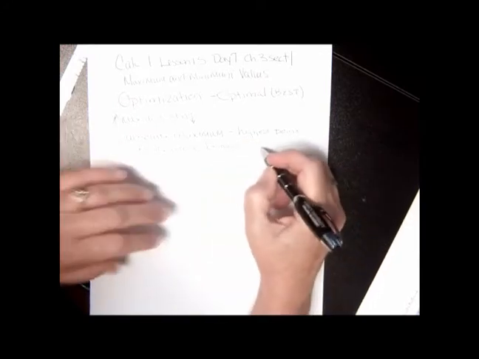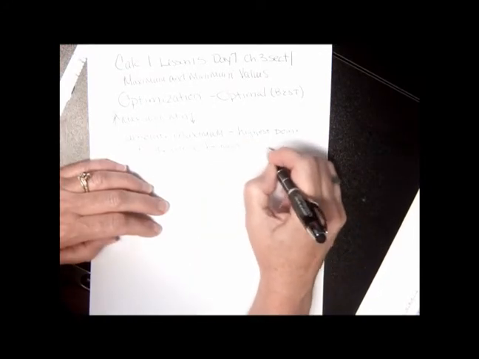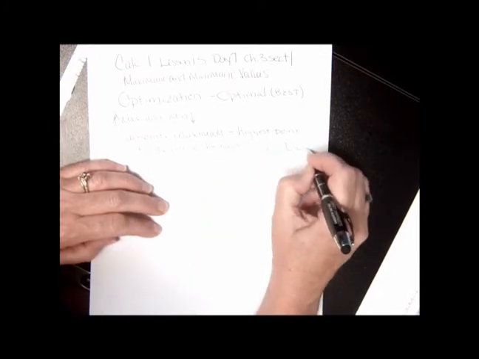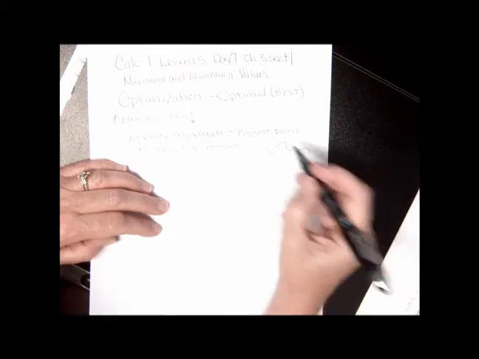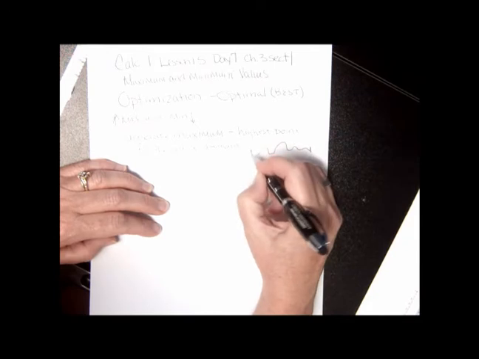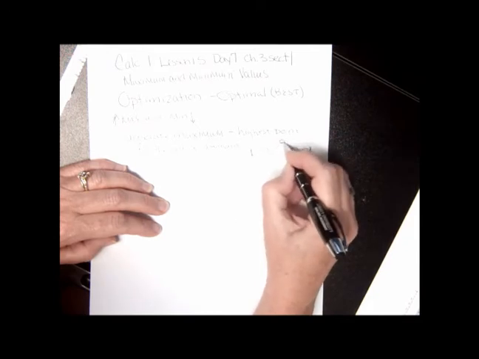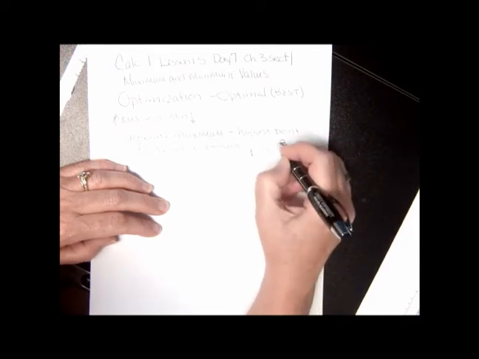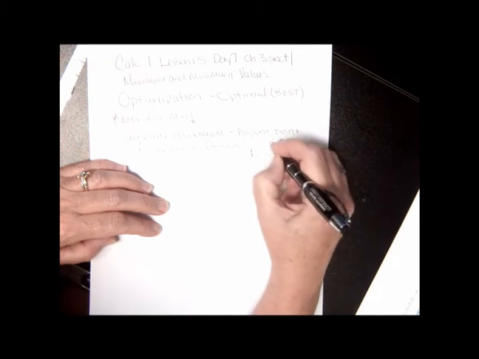So let's say I have something that looks like this, and I ask where the max is. I'm going to start at the beginning, I'm going to go clear to the end, I'm going to find out where my maximum point is, and that's going to be my absolute max.